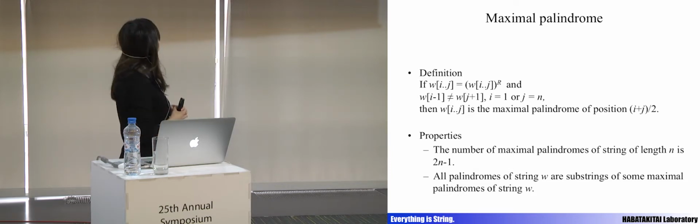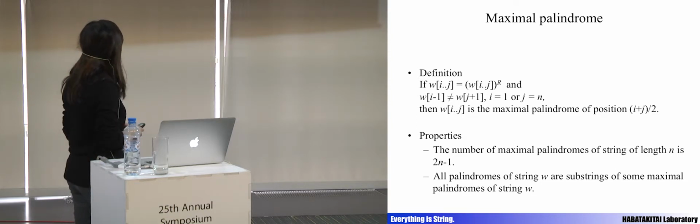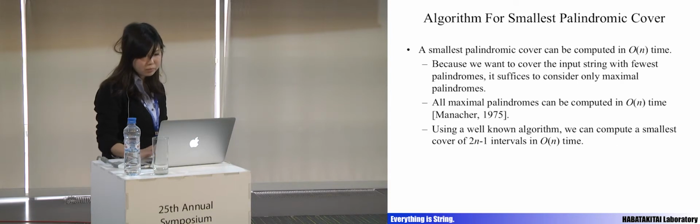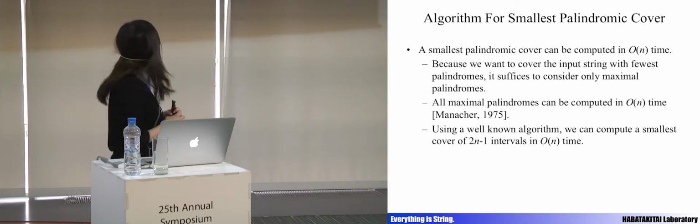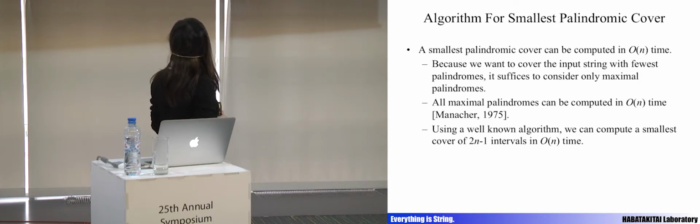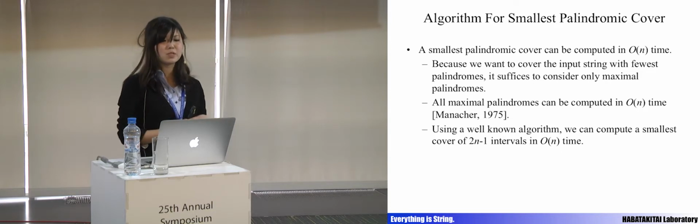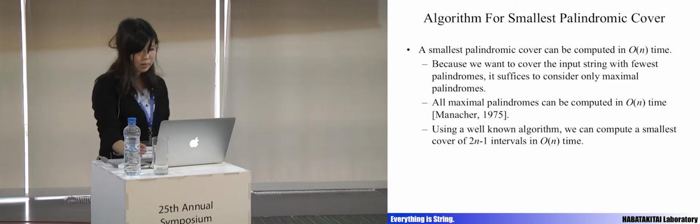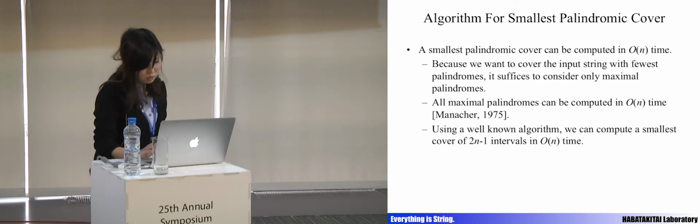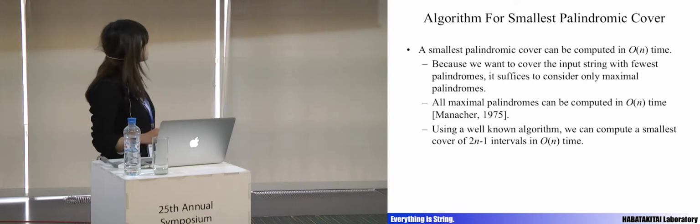And it is clear that the number of maximal palindromes of a string of length n is 2n minus 1. So all palindromes of string W are substrings of some maximal palindromes of string W. Because we want to cover this input string with fewest palindromes, it suffices to consider only maximal palindromes. Manacher showed all maximal palindromes can be computed in O(n) time. Additionally, we use a well-known algorithm which computes the smallest cover of 2n minus 1 intervals in O(n) time. Therefore, a smallest palindromic cover can be computed in O(n) time.